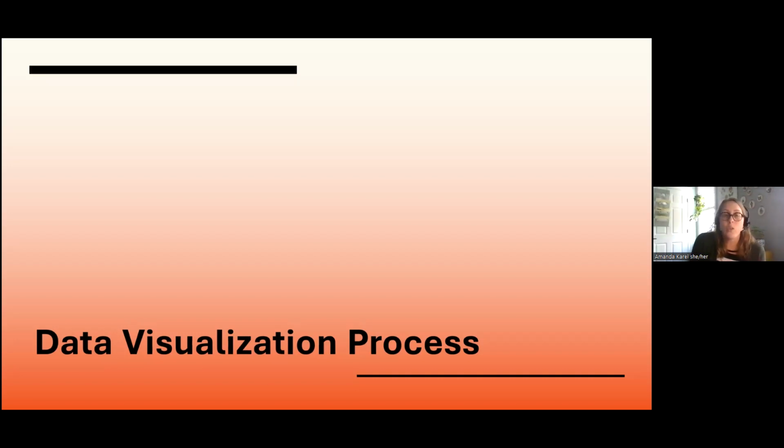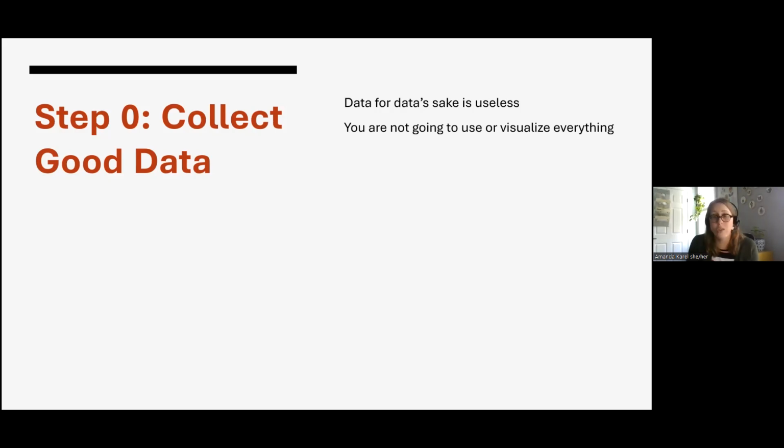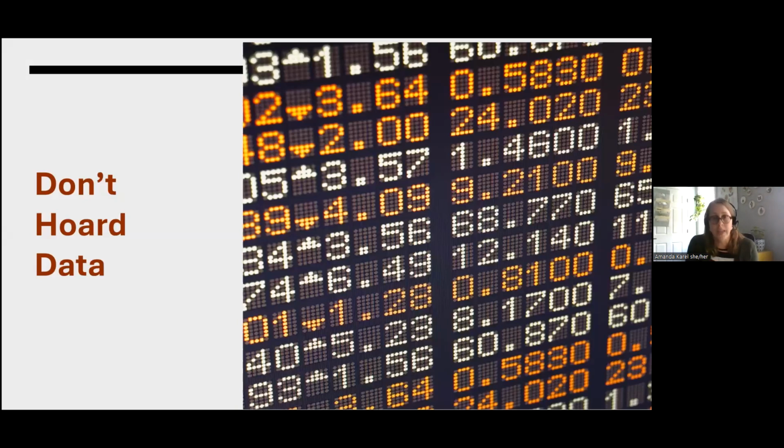So in the data visualization process, there are 5 general steps, and it starts with step 0, and that's collect good data. Law libraries need to be collecting good data, and collecting data for data's sake is useless. Even if everything you collect is good, you are not going to use or visualize everything. It's just not going to happen. Don't hoard data. It's an ever increasing problem.